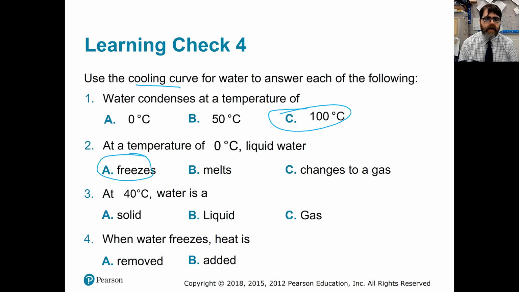So I suppose there it does matter that we have a cooling curve. If it was a heating curve, then it would be melting. That one's just flat out wrong. At 40 degrees Celsius, it is a liquid, and when it is freezing, we are removing heat energy.